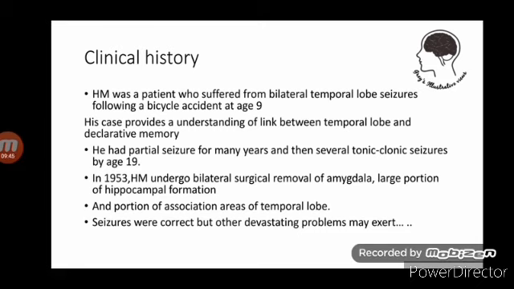In 1953 HM underwent bilateral surgical removal of the amygdala, which is again a part of allocortex, a large portion of the hippocampal formation, once again allocortex, and associated areas of the temporal lobe. After the removal of those areas, the seizures were cured, but memory problems were created. What were the problems? We will study.